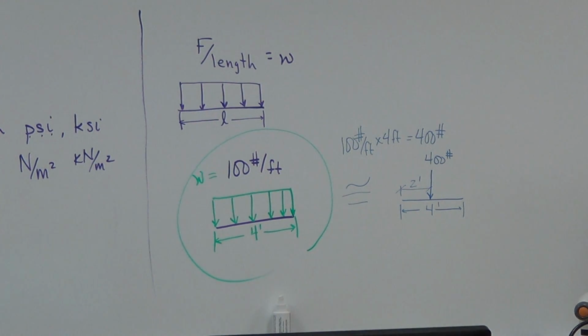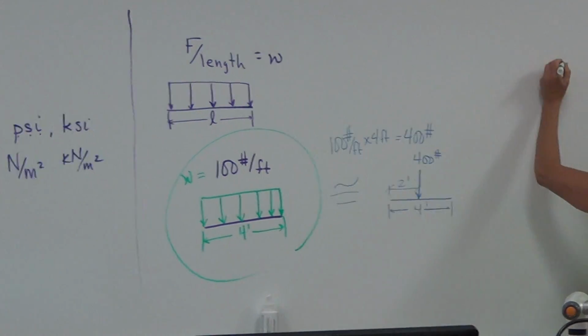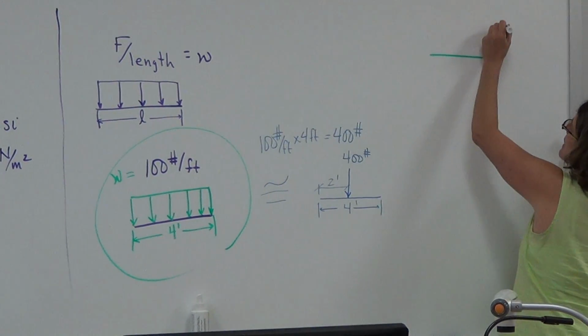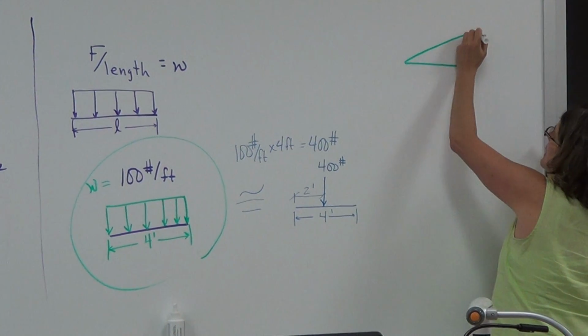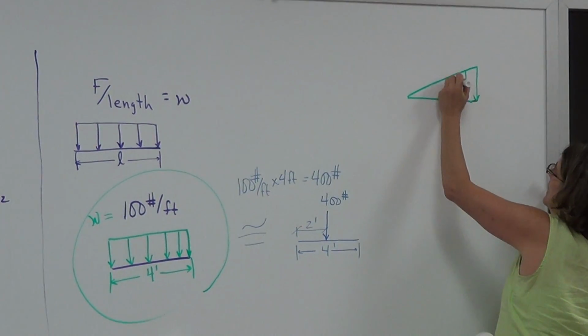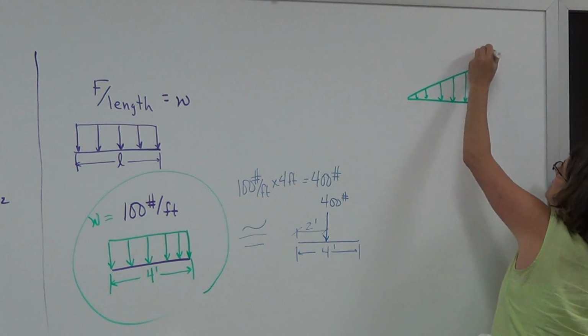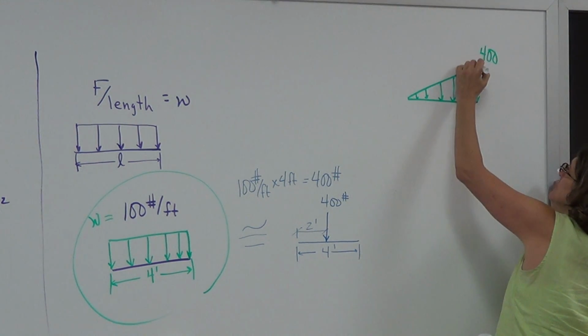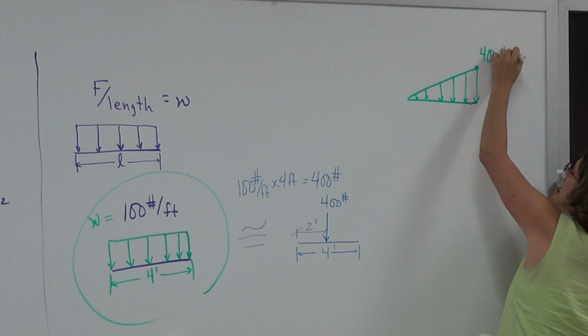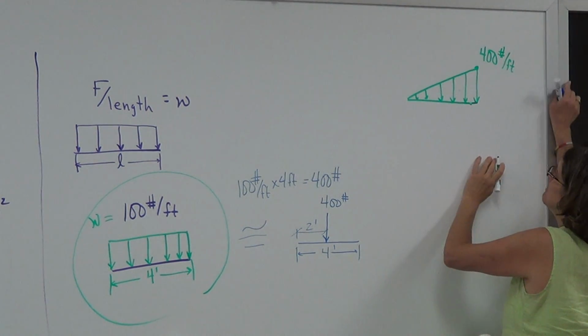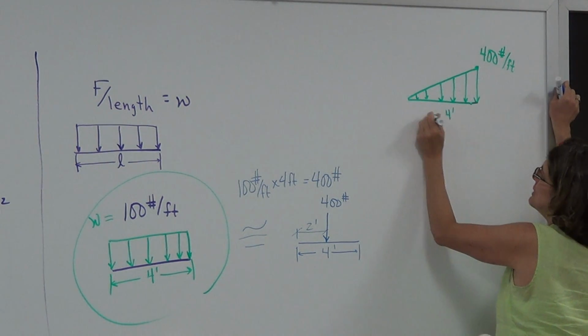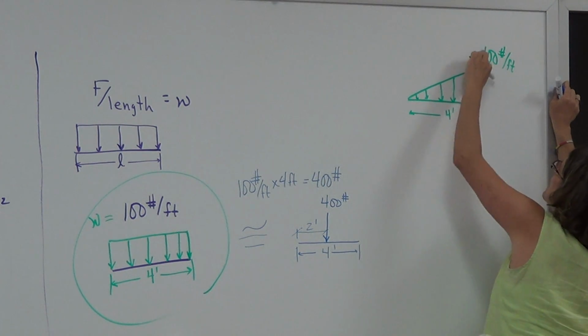Let's do another one. How about if I have a beam and I have my load triangular? And at this point right here, it's 400 pounds per foot. And it's 4 feet. Oh, sorry, let's stick with the 100.